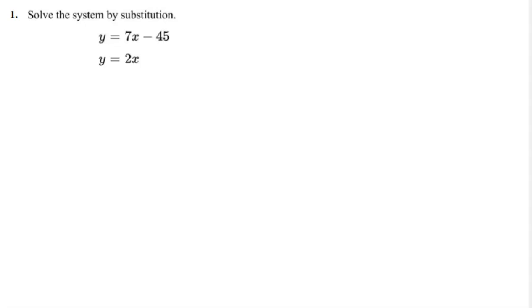It's number 1. We've got y is equal to 7x minus 45 and y is equal to 2x. What I want to do is replace or substitute one of the y's with something that's equal to y, which in this case I want to put 2x. I could replace this second y with 7x minus 45, but I want to put the monomial, which is one term, to the left and have the binomial, which is 2 terms, to the right.